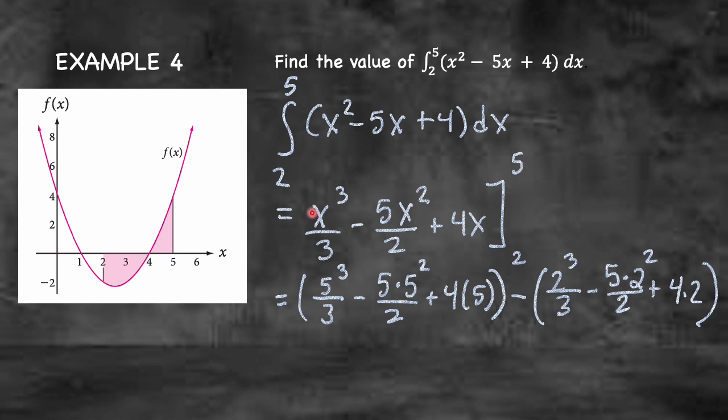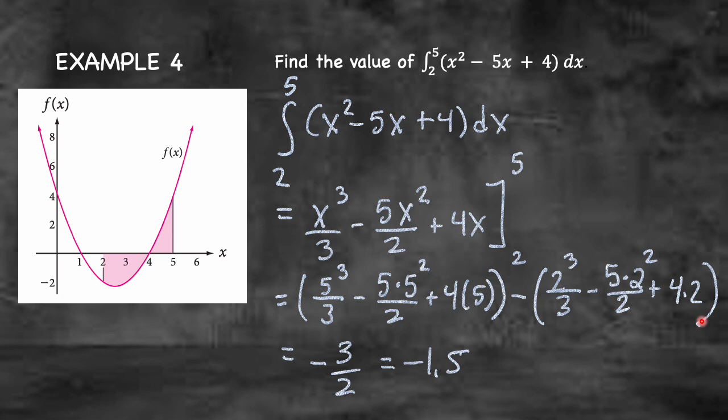So when we plug in 5 into this antiderivative, we get 5 to the third over 3 minus 5 times 5 squared over 2 plus 4 times 5. And then we're going to subtract what we get when we plug in 2. Don't forget that all of these terms need to be negated because we're subtracting the entire antiderivative, not just one of those terms. So you have to remember to apply this minus to all of these terms. So it's a good idea, until you get comfortable with this, to always put parentheses around that second antiderivative evaluated at 2.